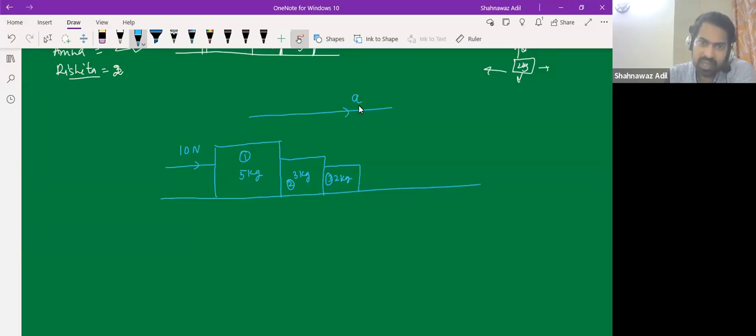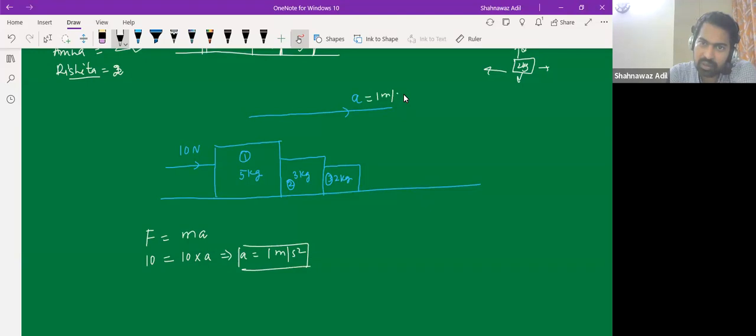So first we calculated the acceleration, right? Because they are moving with the same acceleration. So from Newton's second law, we know that F is equal to ma. F is given, 10 Newton. M is the total mass, how much? 10. And A, so we got A, which is equal to 1 meter per second square. So we got acceleration as 1 meter per second square.